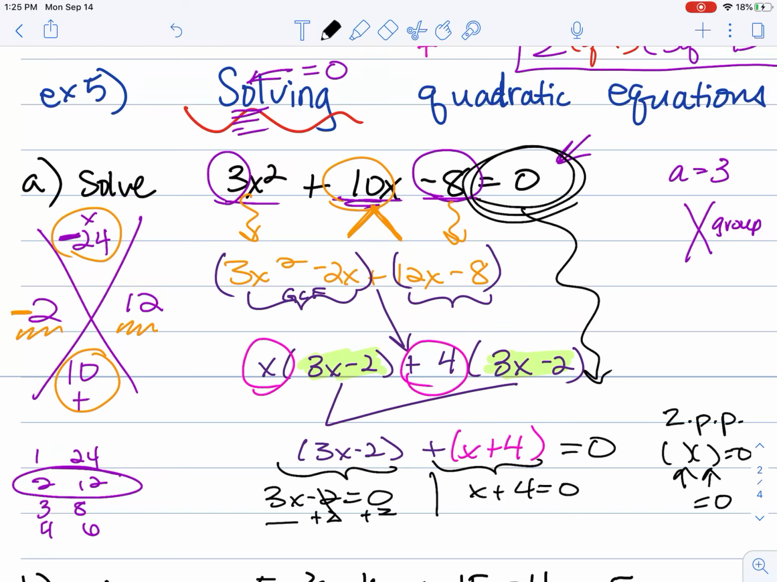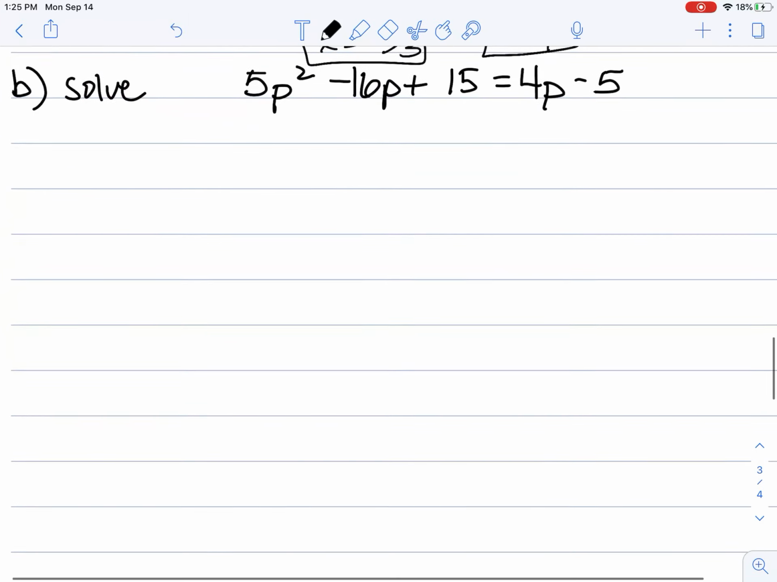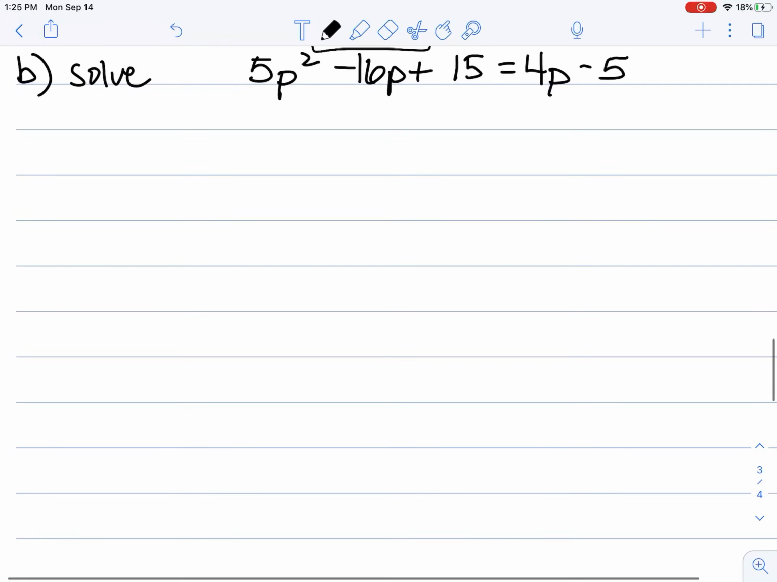And then we solve. Add the 2, divide by the 3, and we get x equals 2 over 3 as a solution. And we subtract the 4, we get x equals negative 4. And those are our solutions for solving the quadratic equation. For the next one, I want you to get started.